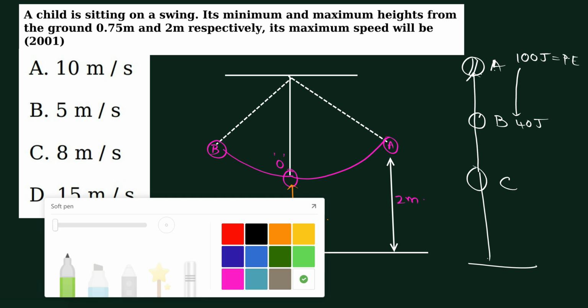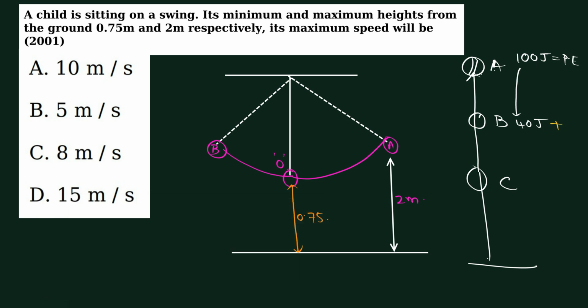Very good. Then how will you get this 60? When you do 100 minus 40, it is equal to 60 joules. This means the maximum drop in potential energy is equal to the maximum gain in kinetic energy. The highest position is where we have the maximum potential energy, and here we have the minimum potential energy. The drop in potential energy is equal to the gain in kinetic energy. 40 plus 60 always remains the same. Here also you will get 100 only.